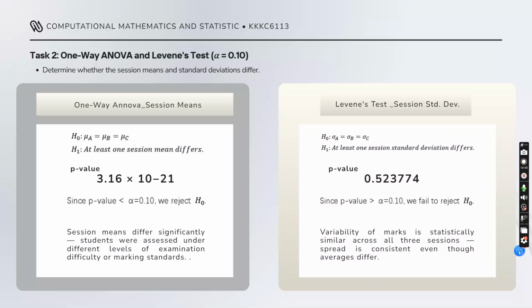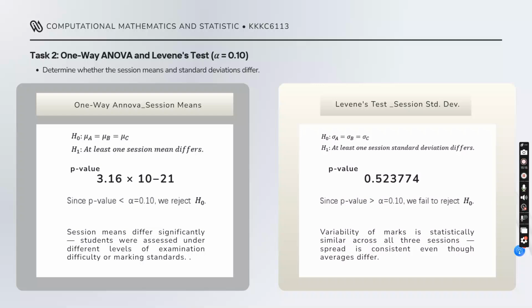The null hypothesis said that all three sections have the same population mean. The ANOVA result produced a p-value of 3.16 times 10 to the power of negative 21, which is far below the significance level of 0.10. Therefore, the null hypothesis is rejected. This means that there is strong statistical evidence that the average marks differ significantly among the three sections.